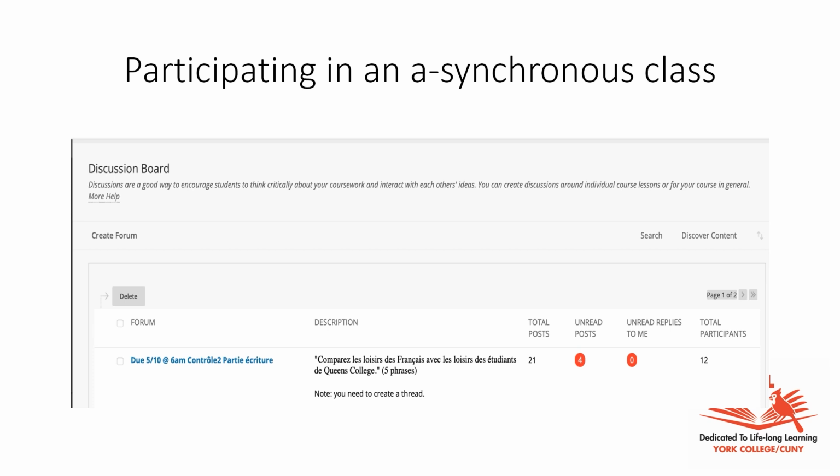In this French class, for example, you see right away how many posts you missed since you last entered the Contrôle 2 Partie Écriture forum. You have 4 unread posts. Just click on that red circle to read these unread posts or to reply to them. And make sure to do so by the due date of May 10 at 6 a.m. Remember, you can enter an asynchronous class whenever and however many times you want, but you'll need to respect due dates and keep up with the pace set by your professor.